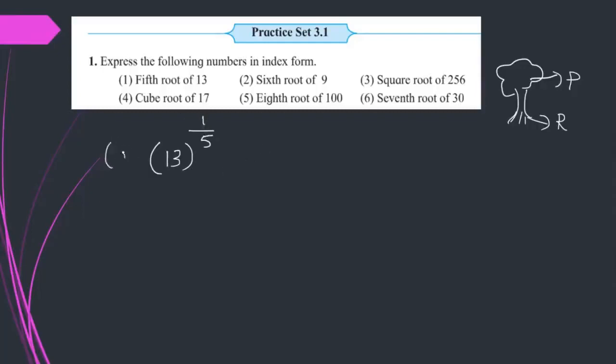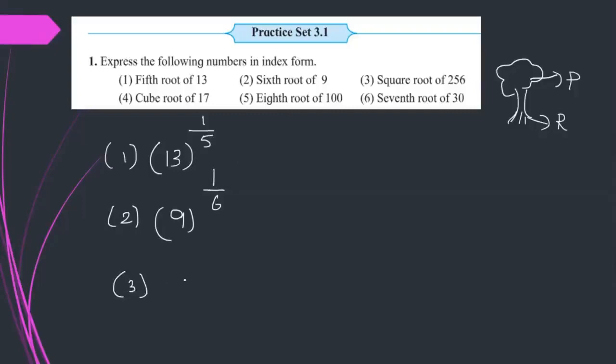This is the first sum. What about the second sum? Here they gave 9 as the base. What is the root they gave? The root, the denominator, is 6. What is the power then? There is no power given, so I will take it as 1.